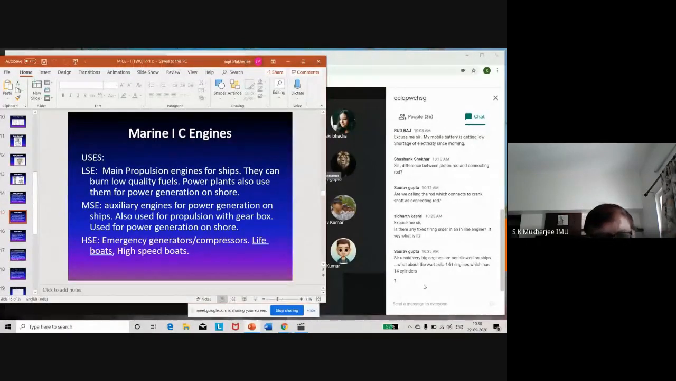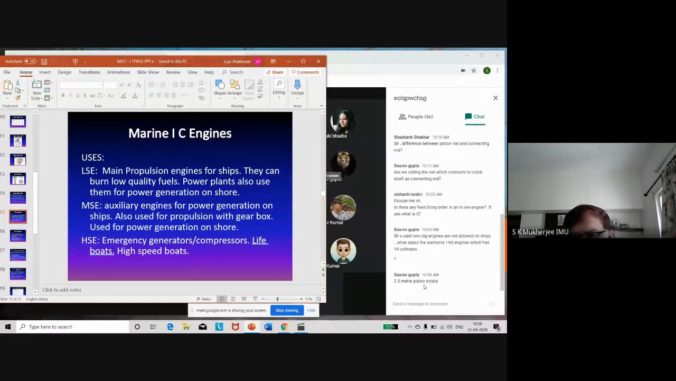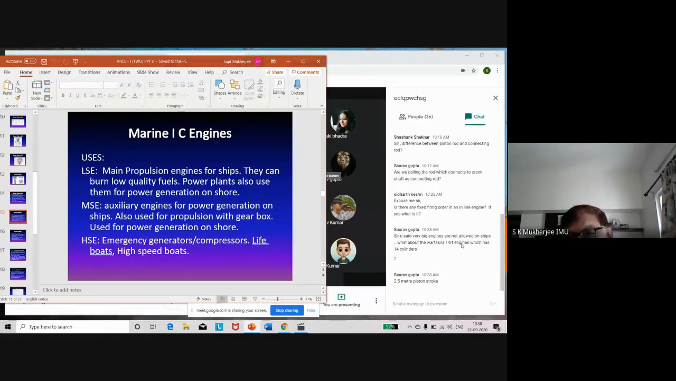If you see 14 cylinders, the length will be much smaller than the 12-cylinder engine whose diameter of each is very large. So you have a long engine on a ship which is going to hog and sag, and that bed plate is going to be in trouble. Get it? 2.5 meter piston stroke. What is the diameter? What is the bore? Stroke is vertical movement.